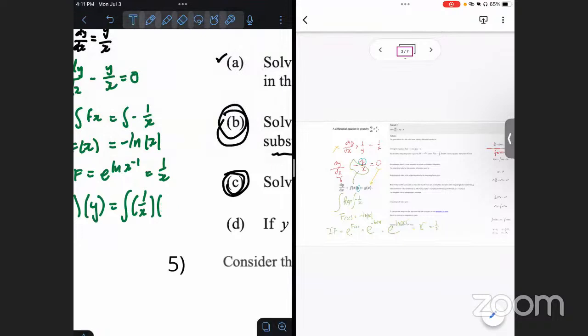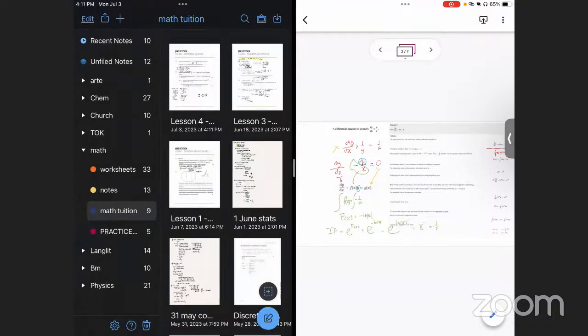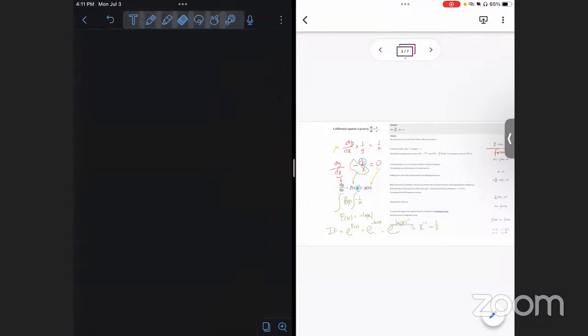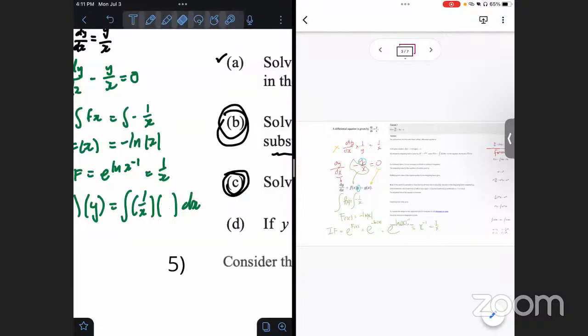Well, X is 1 over X. Right? X is not 1 over X. No, no, no. That's the X integrating factor. X is X. X is X, yes.